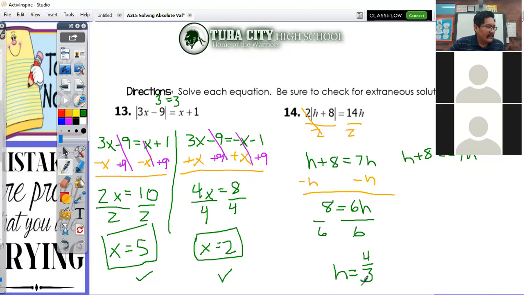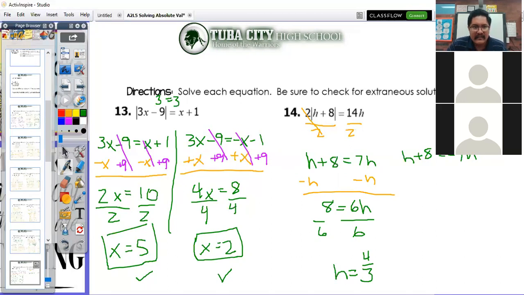Now, to test this one out, it's going to be a tough one to test because I'm going to have to do a little bit of work on it. So 4 over 3. When you plug it in, this would be 8 plus 4 over 3. You might just need a calculator to do that one, to check it out. But it works. Oh man, that one's going to be some work.